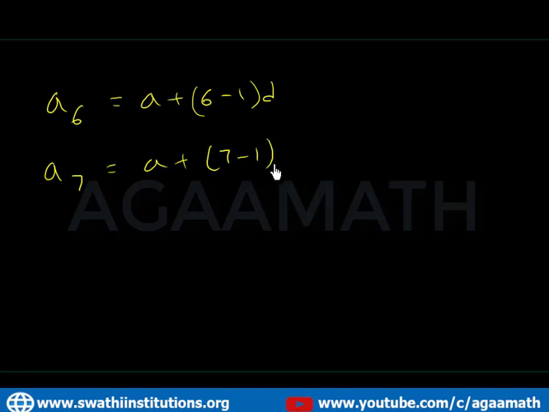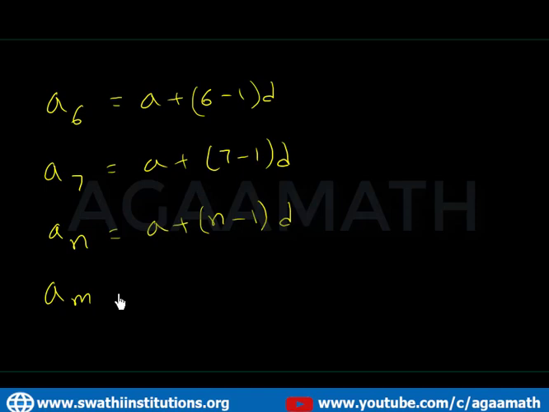Similarly, whenever you want to know A6, we do A plus 6 minus 1 of D, that's 5D. A7 is A plus 7 minus 1 of D, that is 6D. And the nth term is A plus n minus 1 of D. Very good, right?